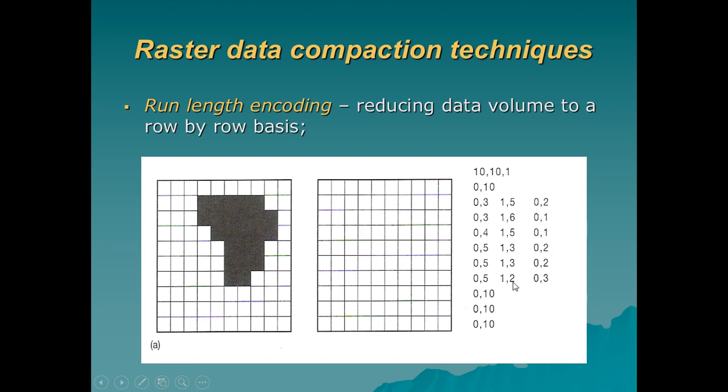And if you work through the rest of the rows, row by row, you will see that they match here. So the first digit represents the value, the second digit represents the number of times that value has been assigned. And if you look at the number of characters that you have in this file, the number of characters are far less than the first example we looked at, though it retains the same information. So you're now reducing your data volume. So this is called run length encoding.